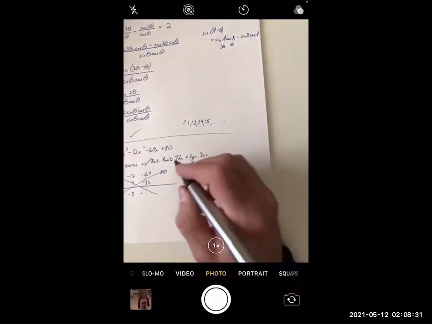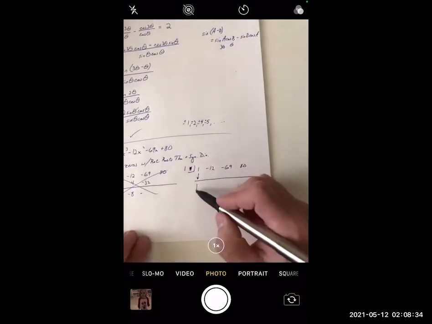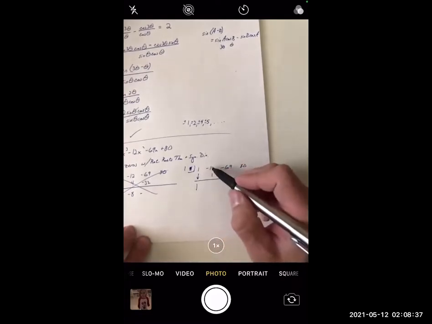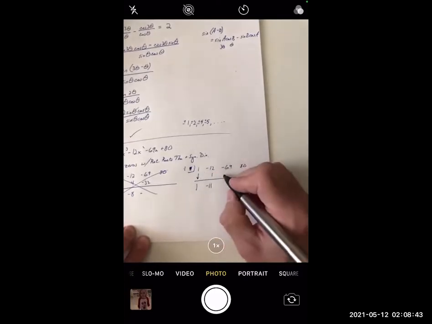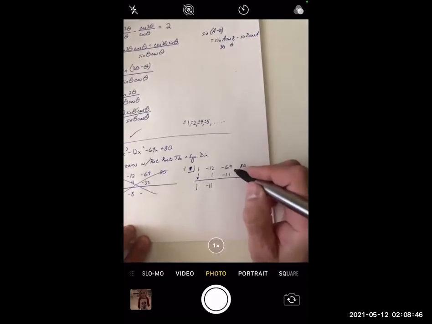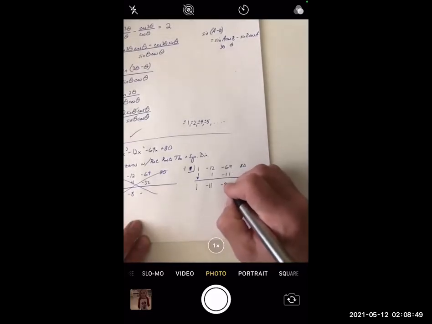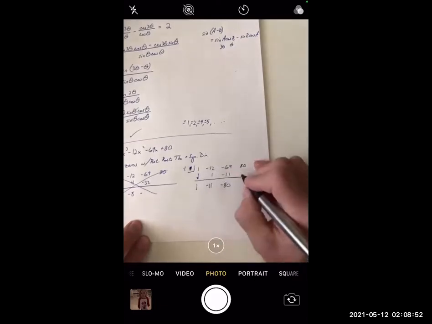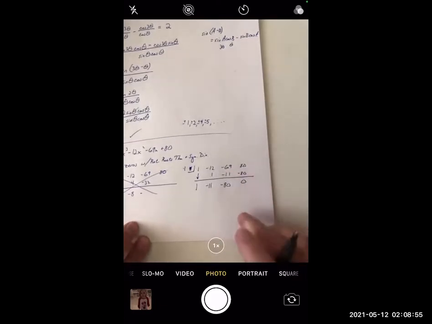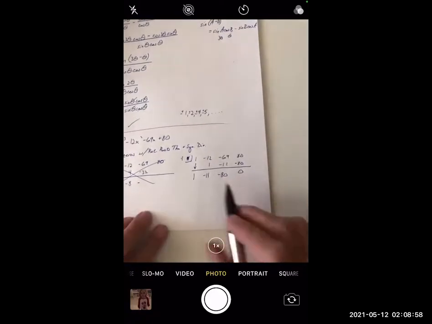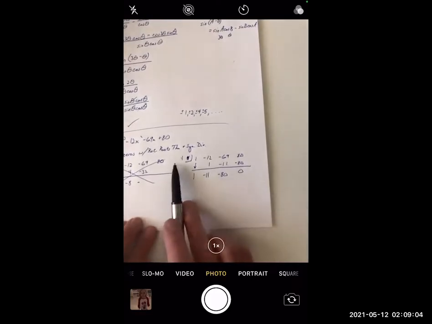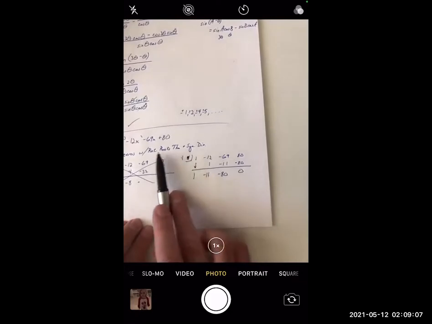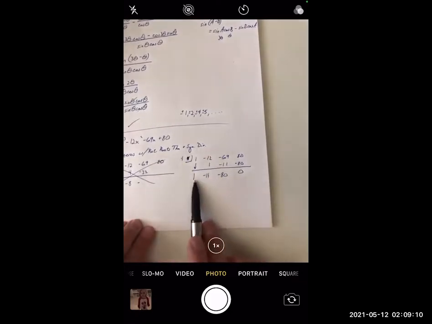Let's try 1. So 1 times 1 is 1. Negative 12 plus 1 is negative 11. Negative 11 times 1 is negative 11. Negative 69 minus 11 is negative 80. Negative 80 times 1 is negative 80, and we got a 0. All right, so you found your 0 with the rational roots theorem and synthetic division, and it's now down to a quadratic. Once you get it down to a quadratic, you can just factor it.